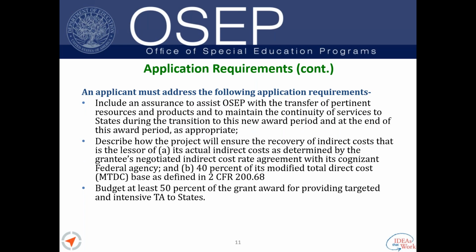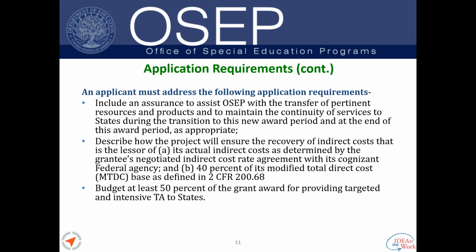Further, the application must, 1, include an assurance to assist OSEP with the transfer of pertinent resources and products and to maintain the continuity of services to states during the transition to this new award period and at the end of this award period as appropriate.